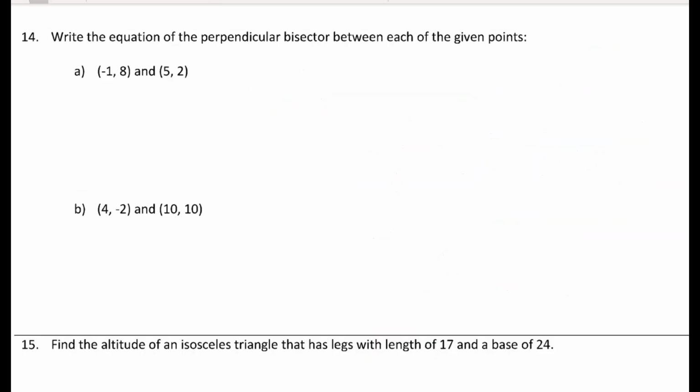Number 14, write the equation of the perpendicular bisector between each of the given points. So I'm actually just going to do A because they're the same process. Again, it's two parts, perpendicular, bisector. For perpendicular parts, I need the slope so I can take the negative reciprocal. And to find the bisector, I need the midpoint so that I can plug that into point slope form, because I know that's a point on my line.